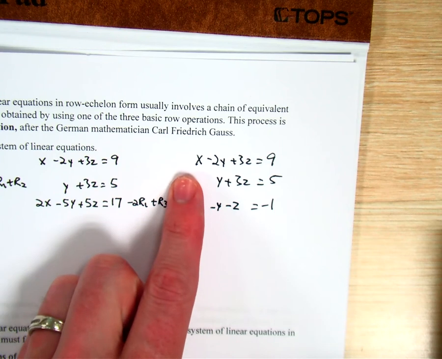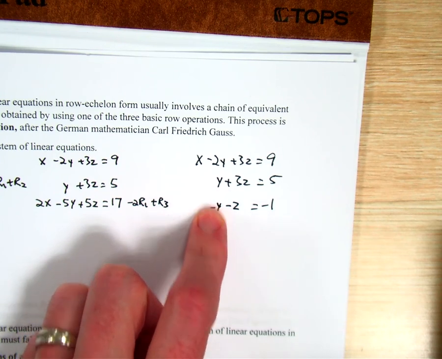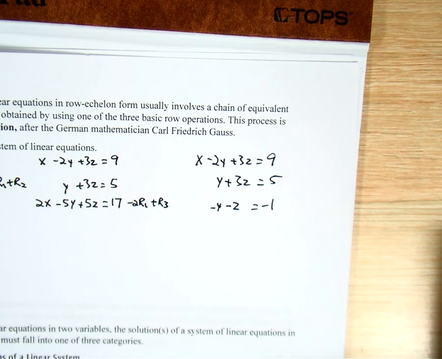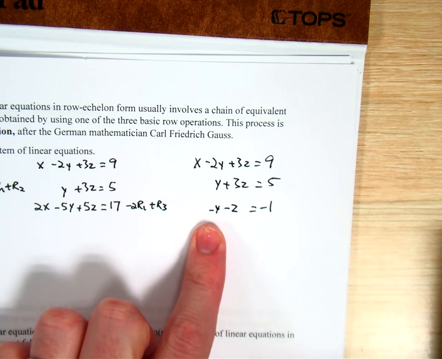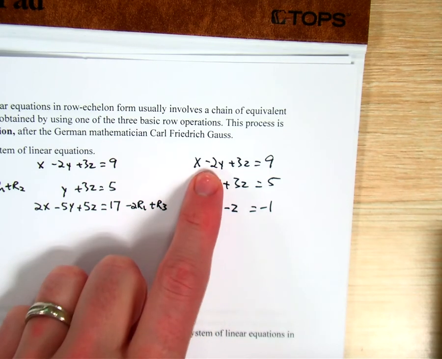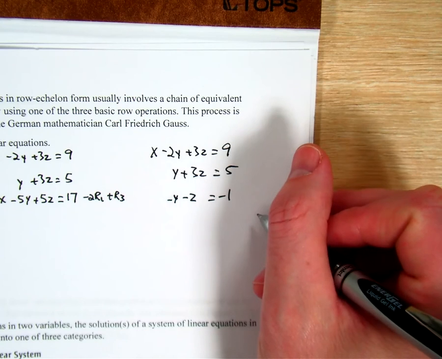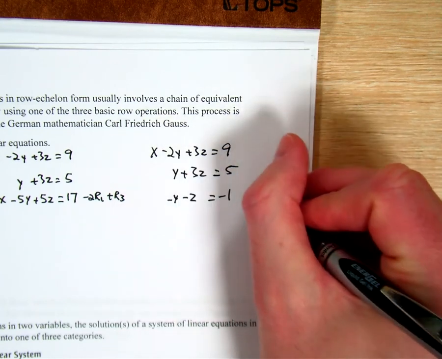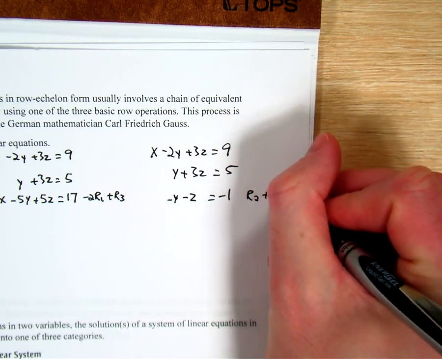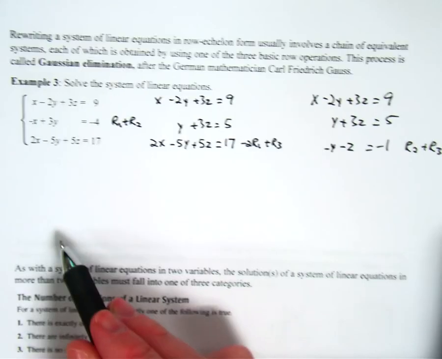Next on the stair step, we want to have 1y with no other y's below. Okay, well, I still have a negative y. So an easy fix here is to add this one and this one together, and that should take care of our y in this one. So we're going to go r2 plus r3. And we're going to have to wrap back around to the front over here.